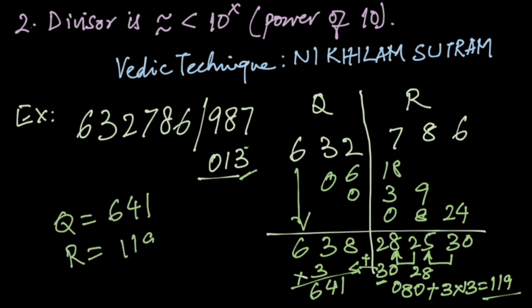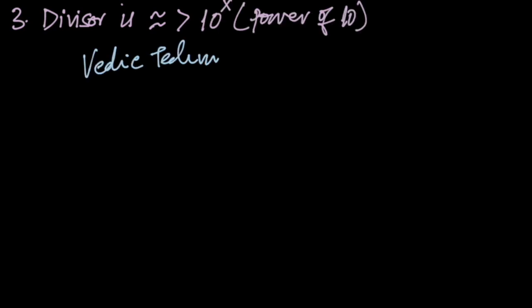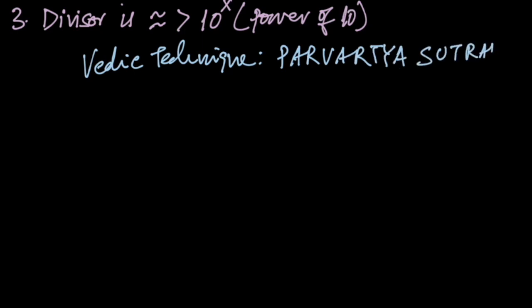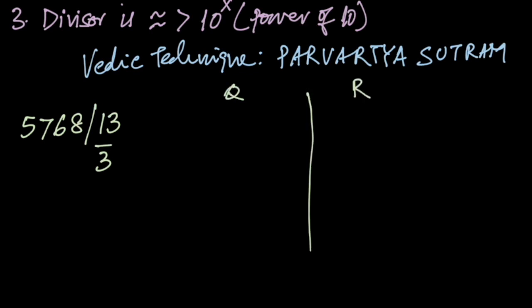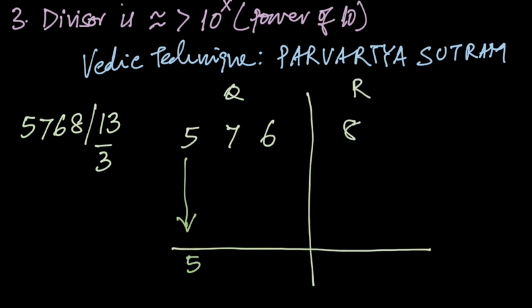and the remainder is 119. Now let's take the case where the divisor is closer to but more than some power of 10. So here the name of the Vedic technique is Paravartya Sutram. So let's do some examples and see how it works. In this case 13 is 3 more than 10. So we write here 3 bar, which is a way of saying 10 is 3 less than 13. So 3 bar means minus 3. So from 13 we have to subtract 3 to get to 10. So we write 3 bar.